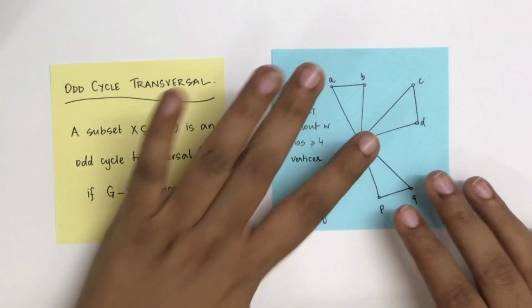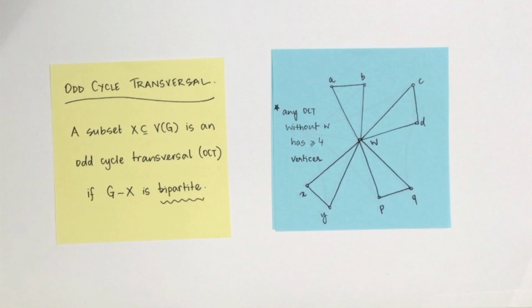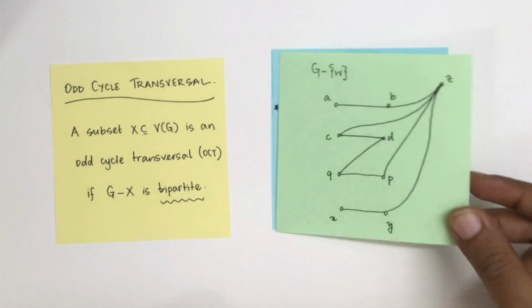And since you've committed to not picking W, each of these triangles is going to demand a special place of its own in the OCT. So any OCT that chooses to ignore W must already pick at least 4 vertices. Now that sounds kind of expensive, so maybe it's a good idea to start by picking the vertex W.